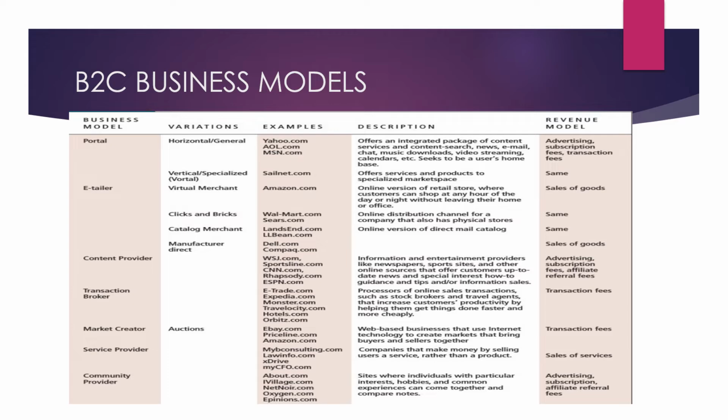While for the e-tailer model, it is the online version of a traditional retailer. Electronic retailing typically refers to the activities related to selling retail products and services via the internet. This also includes distributing your products via a network of online retailers. The revenue model for the e-tailers is the sales of goods.